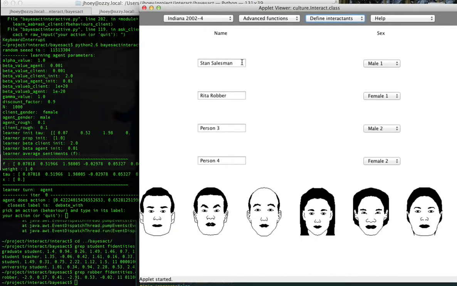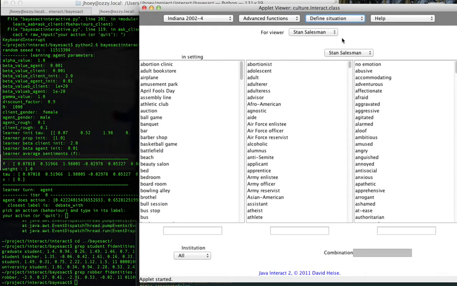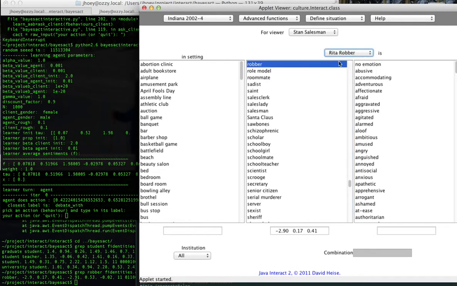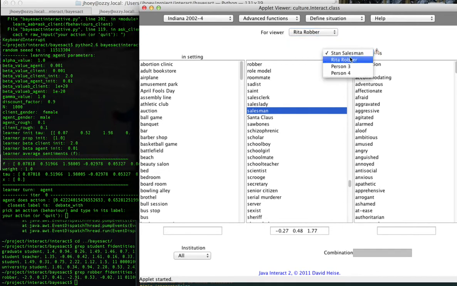Okay, so in interact, we're going to set up our interactants. So we have Stan salesman, who is going to look like this. And Rita the robber is female 1. She's going to look like this. We have to go and define the situation. So Stan salesman is going to believe in interact that he's a salesman. So we're using interact to simulate Rita the robber. But we'll set up Stan salesman too, just for good measure. So Rita the robber is a robber. Stan salesman is a salesman. For some reason that didn't take. And for viewer Rita robber, Stan salesman's a salesman, and Rita robber is a robber.